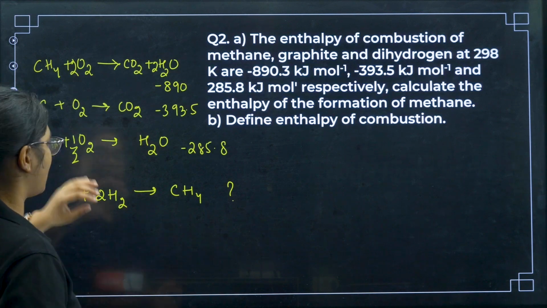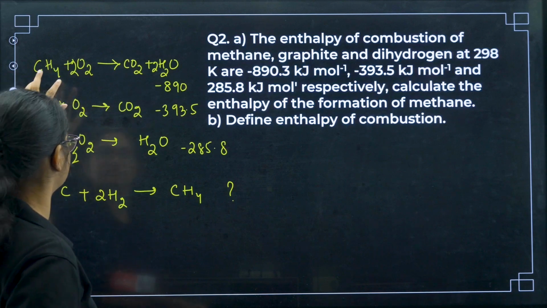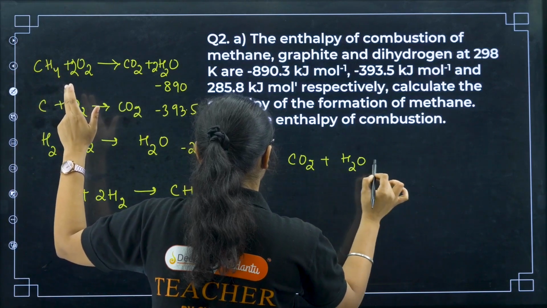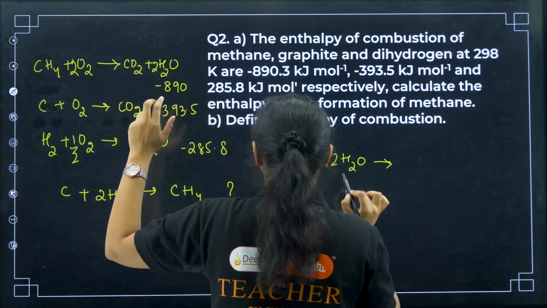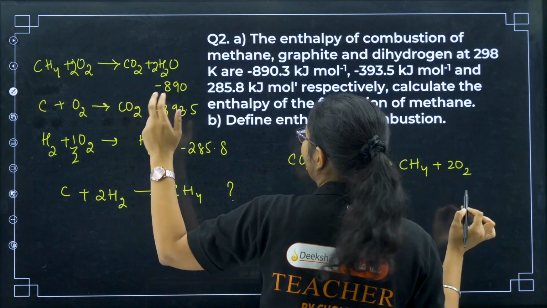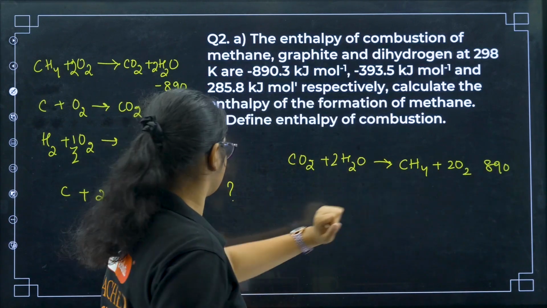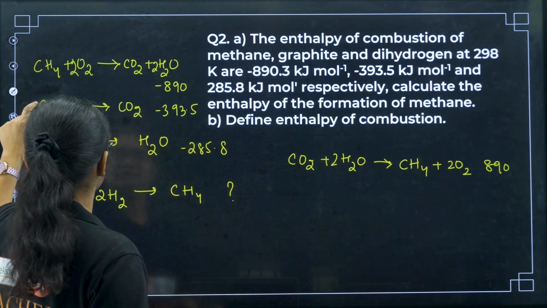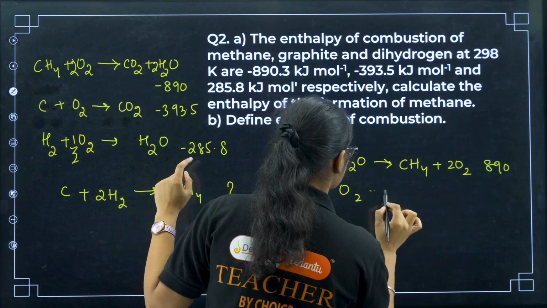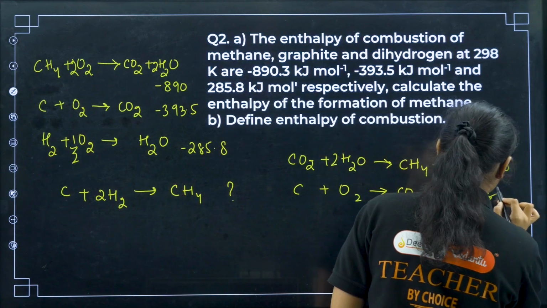We have the first reaction, I have methane. So I will take this first reaction and I will reverse it. If I reverse it, I get CO2 plus 2H2O gives CH4 plus 2O2. And what is the value here? Plus 890. So I got methane on the right side. Next I want carbon. So this equation can give me carbon. I will add this one. Carbon plus O2 gives CO2 and this value is minus 393.5.